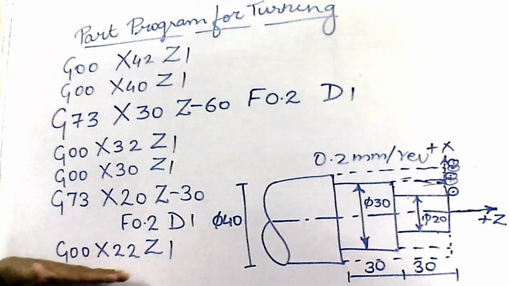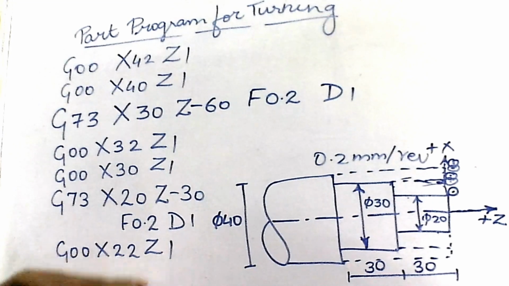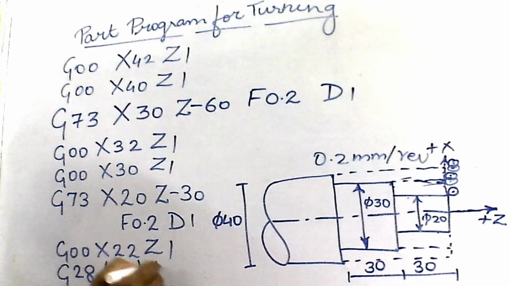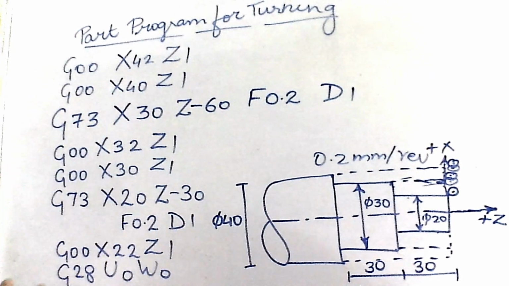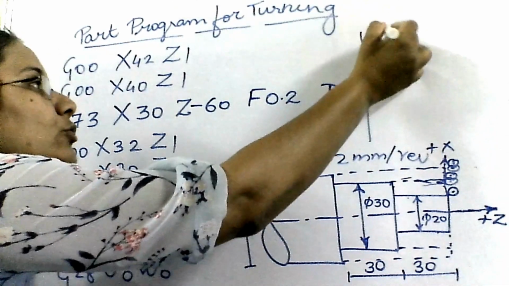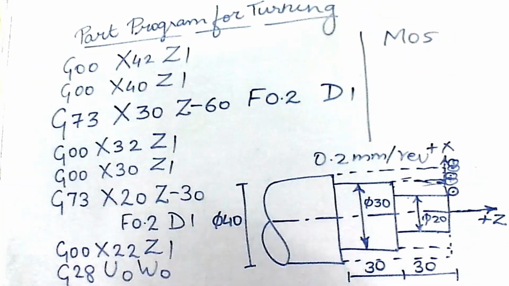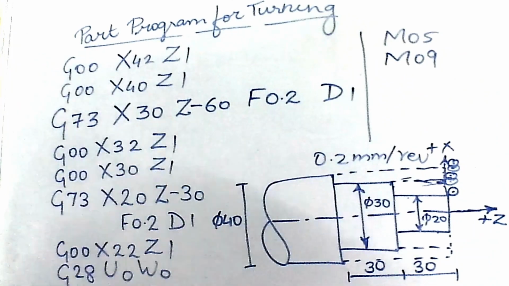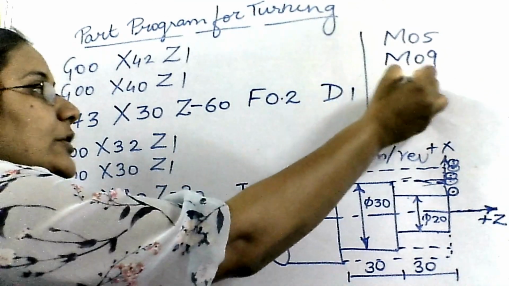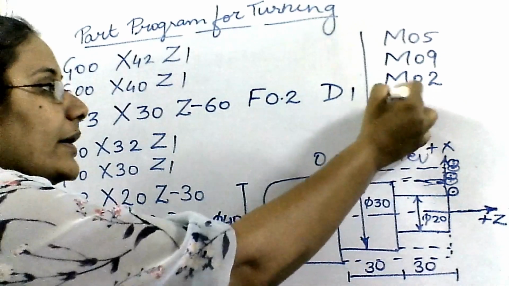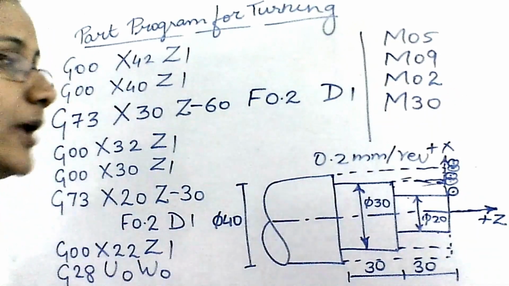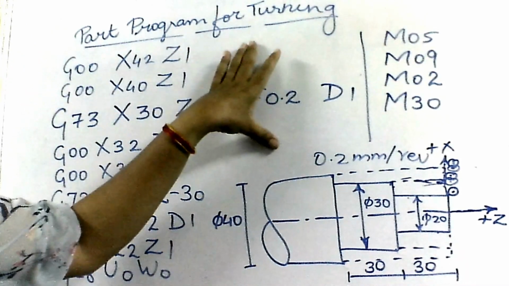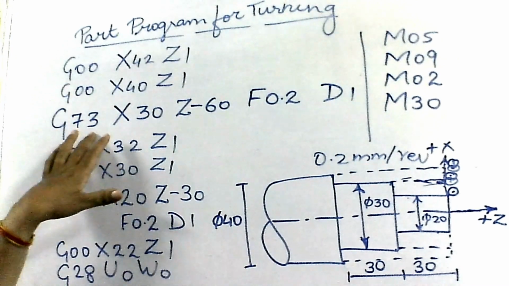Now I have to add the last 6 steps which are common to all the programs. Out of that, the first one is G28, U0 W0, which indicates return of tool to home position. After that, I am going to use the code M05. M05 indicates spindle off. After that, it would be M09, which indicates coolant off. Then it's M02, that is end the program. And lastly, it's M30, that is end the tape and rewind. So here we end the program of step turning by using the code G73.